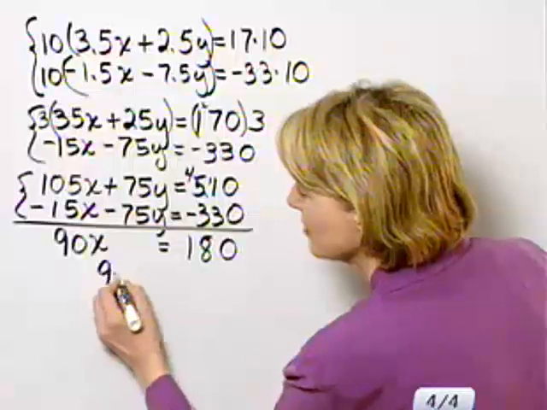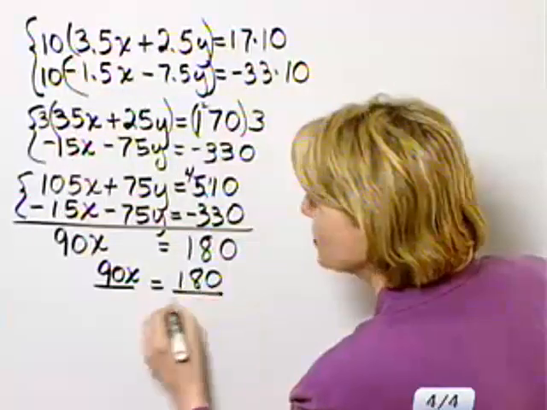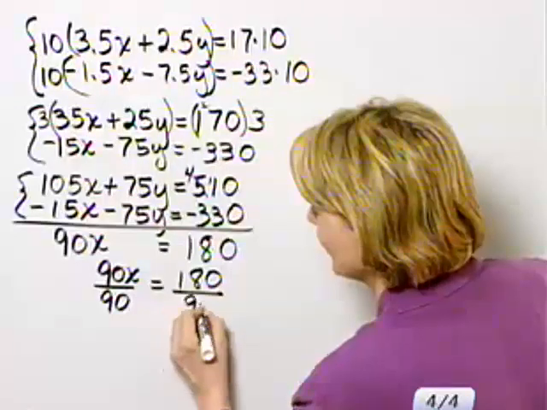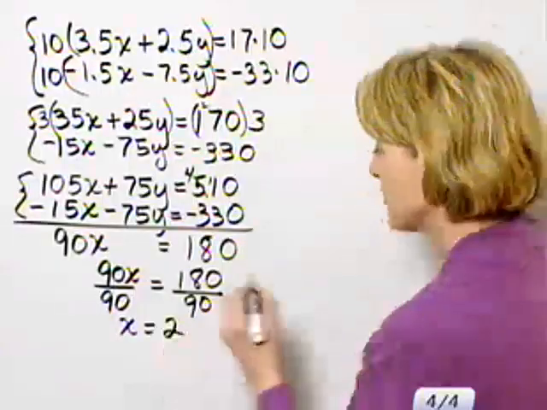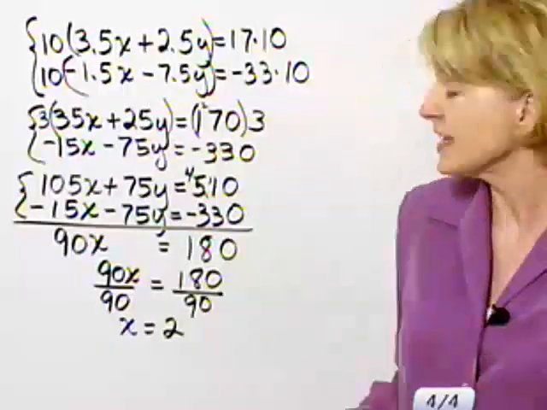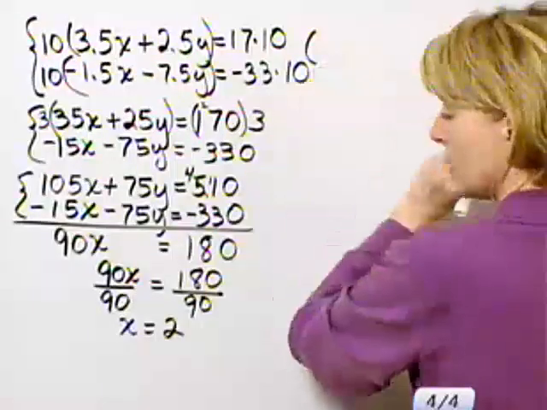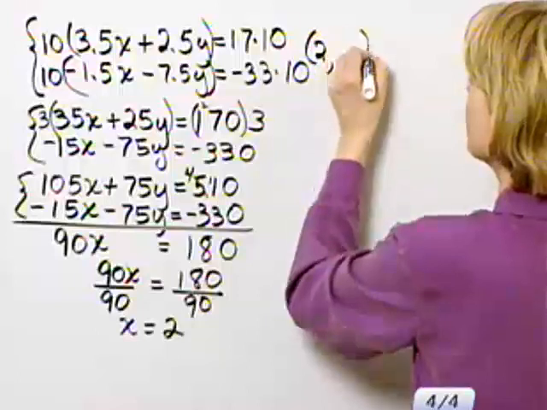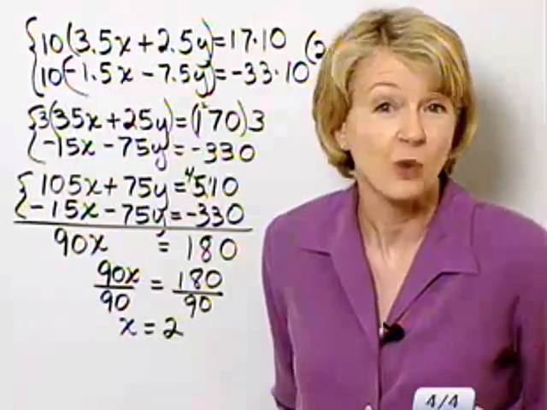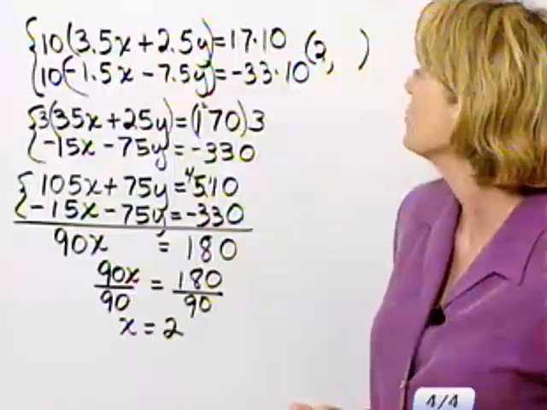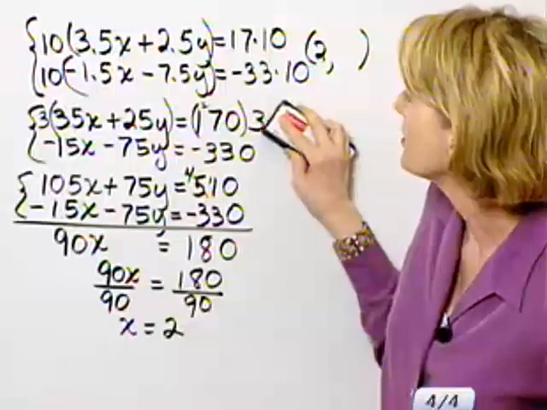How do I solve? I'll divide the left side and the right side by the coefficient of x, which is 90. The left side is x, and the right side is 2. So it looks like the x value of our one point of intersection is 2. So it looks like this system has one solution. The x value of that solution is 2. Let's now find the y value of that solution.